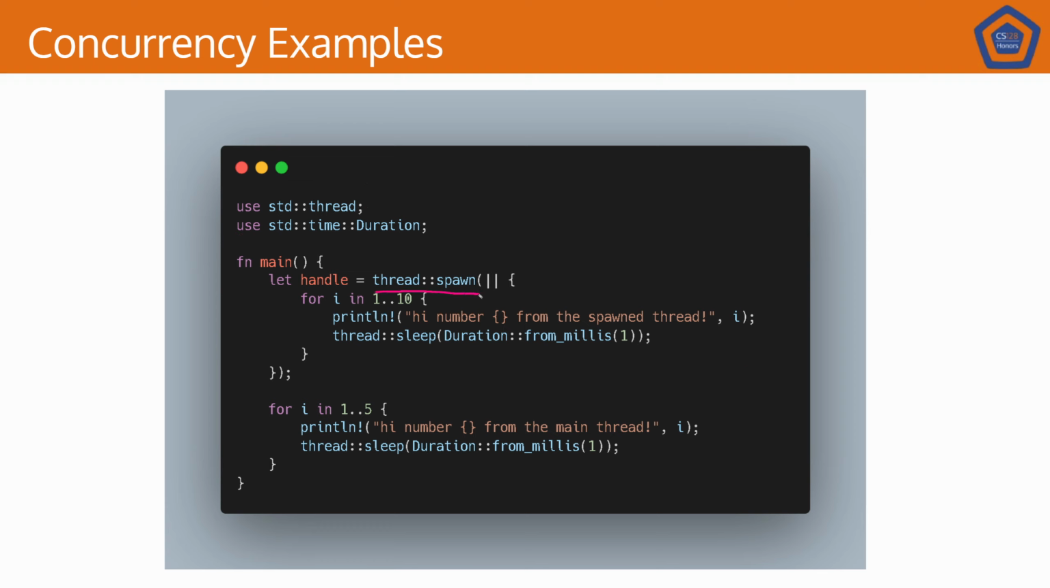We call thread spawn, a function which takes in what we call a closure, which we'll talk about in just a moment. I know it's weird syntax. This says, hey, I want to execute this code on a different thread. Now what the heck is a closure? I know you're waiting for it. A closure is an anonymous function that can capture its environment.